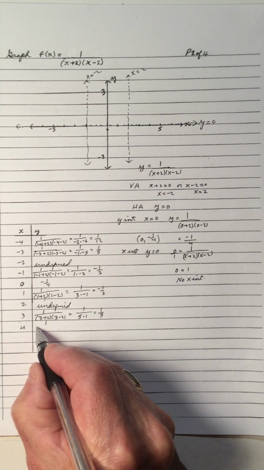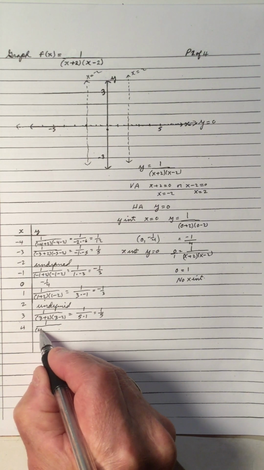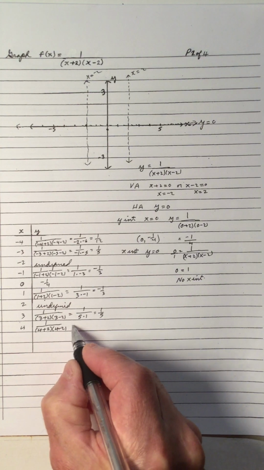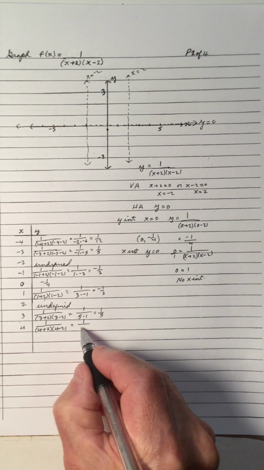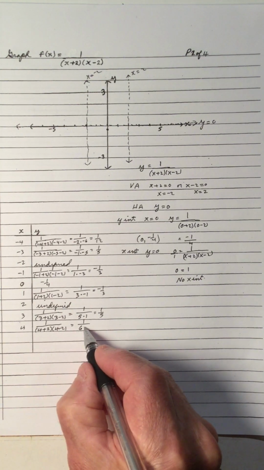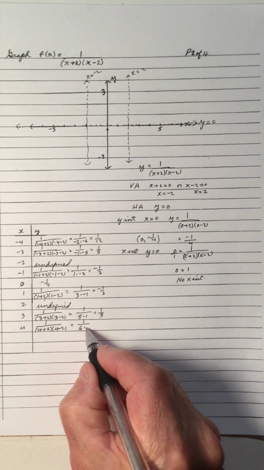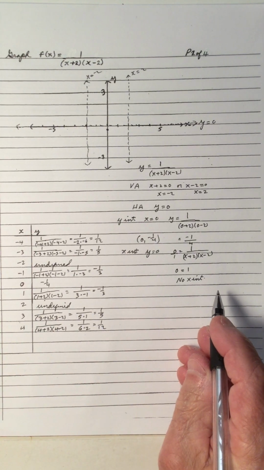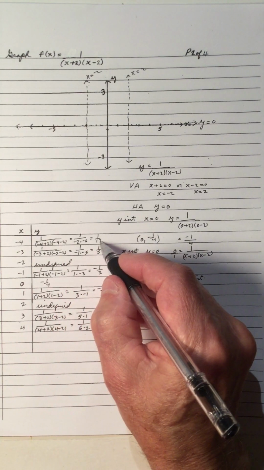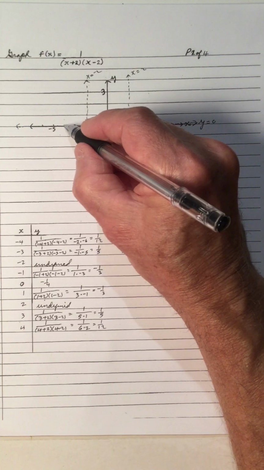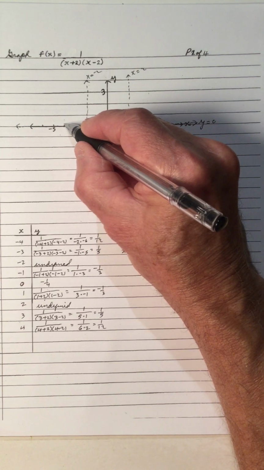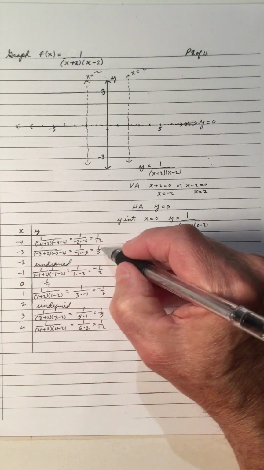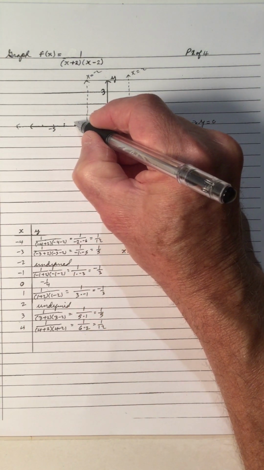And one more, let's put a 4 in: 1 over (4 plus 2)(4 minus 2), so that's 1 over 6 times 4 minus 2, which is 2, so that's 1/12. So let's plot these now. Negative 4 is 1/12. Negative 4 here is close to the x-axis. Negative 3 is 1/5, a little bit higher.